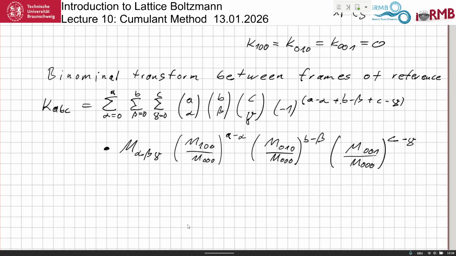So I always need to define this, because the binomial is defined as: A over alpha is A factorial divided by alpha factorial times A minus alpha factorial. So there's the definition.